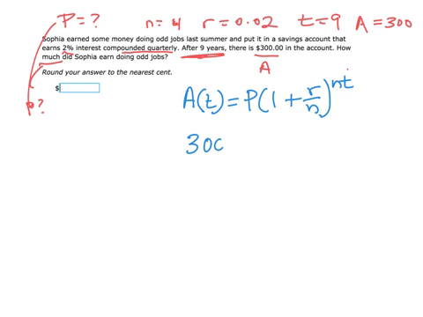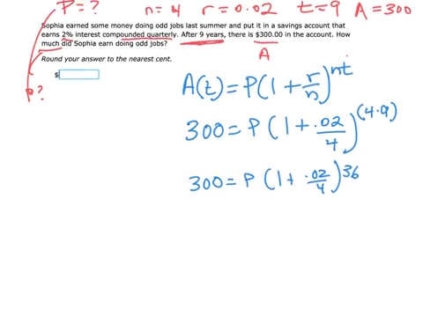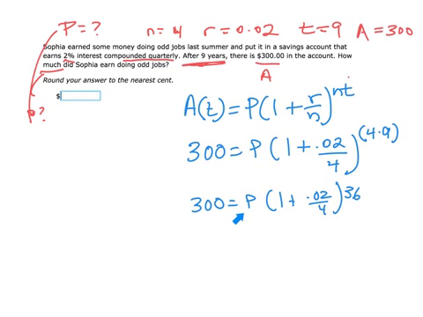That means that 300 equals P times 1 plus 0.02 over 4, raised to the 4 times 9, n times t. So 300 equals P times 1 plus 0.02 over 4 to the 36. Now this problem looks pretty scary, but when you think about it, the only part we don't know is this. And we can figure this thing out pretty easily with a calculator. Then this will be a one-step equation in which P times whatever that number is equals 300. So we'll divide by that number on both sides to find the principal.